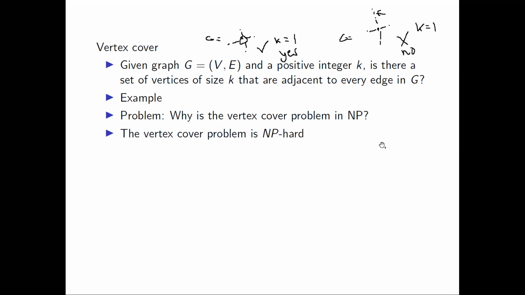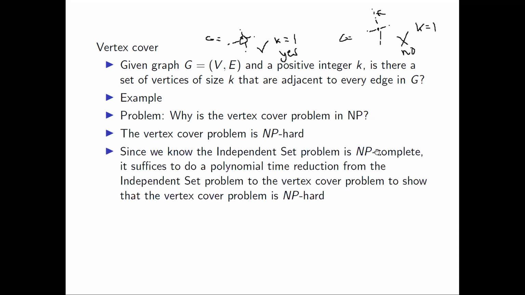So I'll leave that problem to you to think about. Why is the vertex cover problem in NP? So why can you provide a certificate for the yes instances that you can verify in polynomial time? But we'll do this part together, showing that the vertex cover problem is NP hard. And to prove that it's NP hard, we will do another reduction from independent set. So we know independent set is an NP complete problem. So we can just do a reduction from any NP complete problem to vertex cover to show that vertex cover is NP hard.